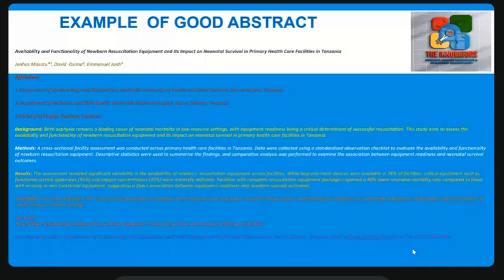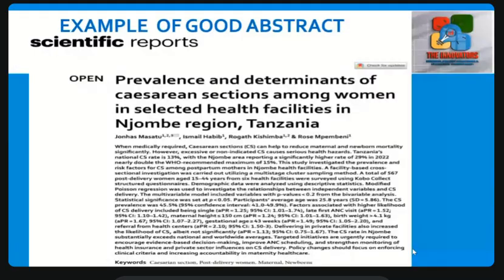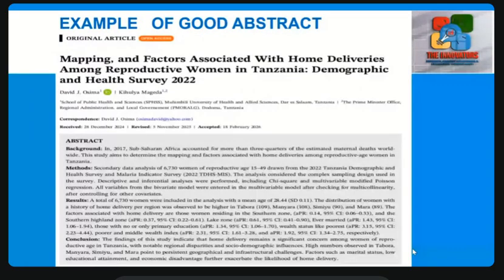And here are good examples of a good abstract. Take an example from our already published paper from our firm. A good example here is an example of a structured abstract, which contains all the important parts as I described earlier. Another good example is here from the study on mapping and the factors associated with home delivery among reproductive women in Tanzania, a Demographic and Health Survey of 2022.